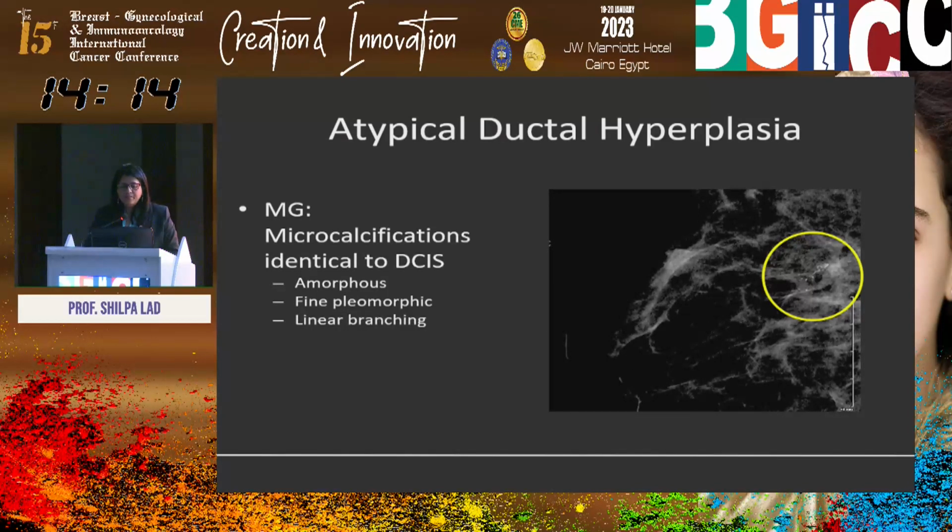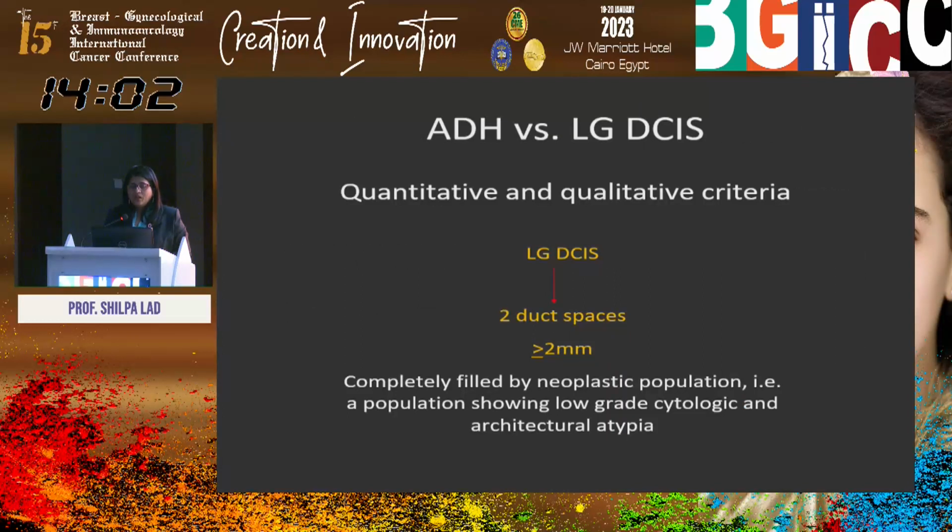If there is a result of atypical ductal hyperplasia, what will you do? That is typically seen when there are microcalcifications which are fine, branching, linear branching, pleomorphic, okay? Now, when you ask the pathologist, how do you differentiate between ADH and DCIS, typically low-grade DCIS? They will tell you it is a quantitative and qualitative criteria, which means if there are 2 duct spaces, and if more than 2 millimeters of it is completely filled, then they call it a DCIS instead of ADH.